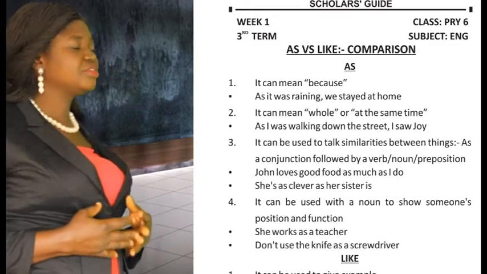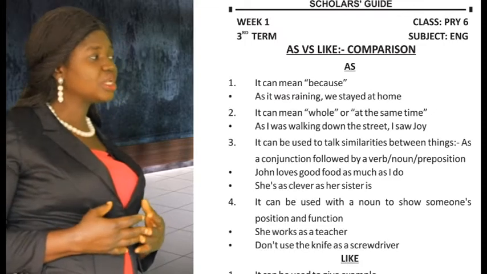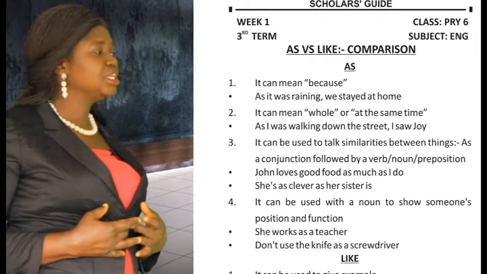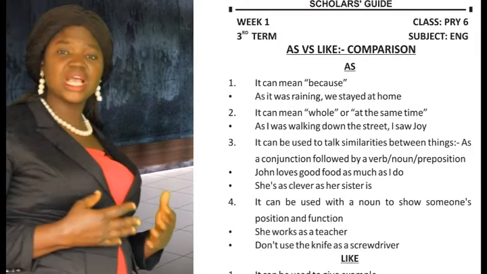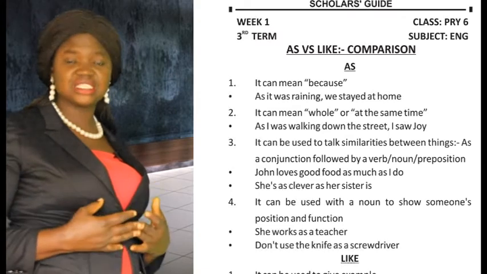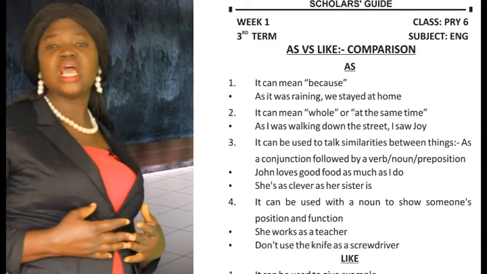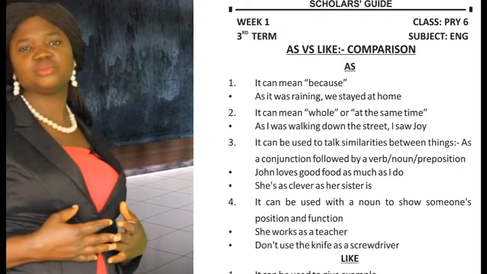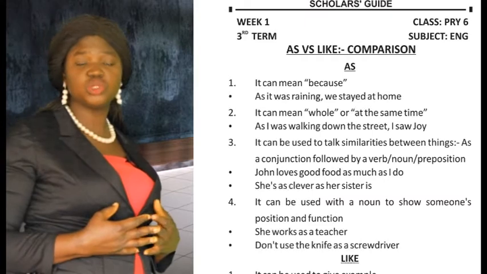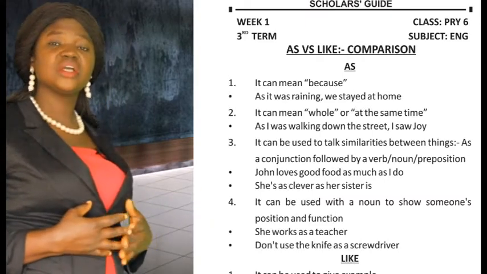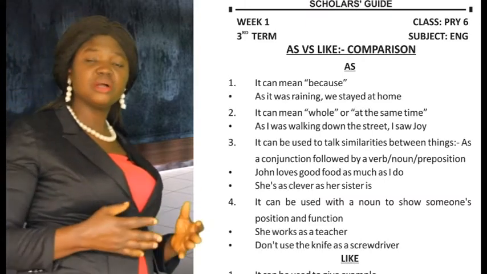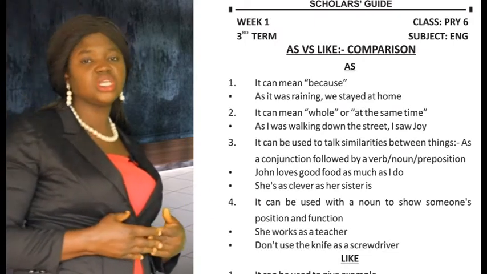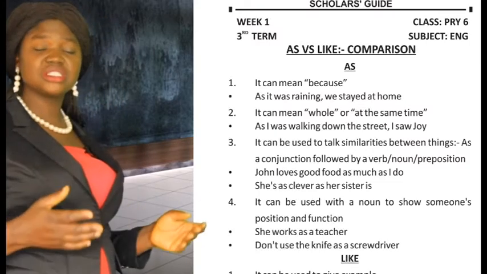Number three says this: as can be used to talk about similarities between things. When you want to show that 2 things are similar, then you make use of as. Then when you use as to show similarities, this as works as a conjunction and is followed by either a verb, a noun, or a preposition. So you see that as can also be used to show similarities as long as the as is followed by a verb, a noun, or a preposition. And in that statement, the as works like what? As a conjunction.